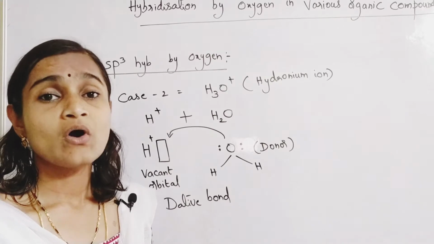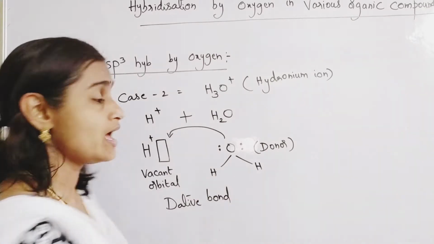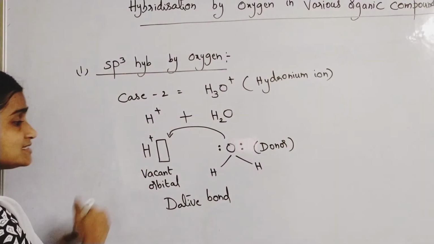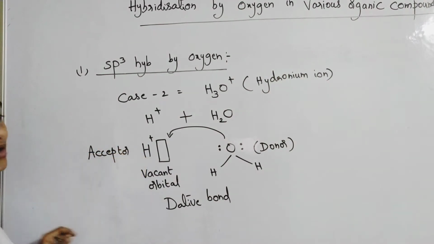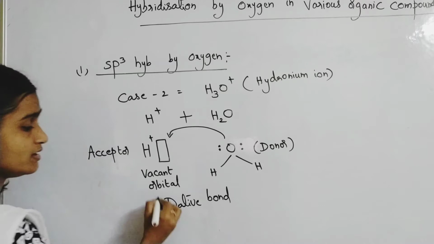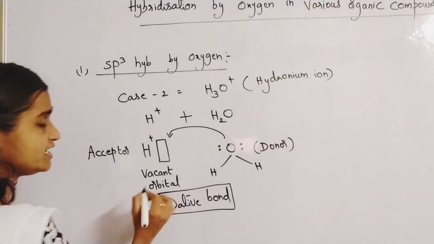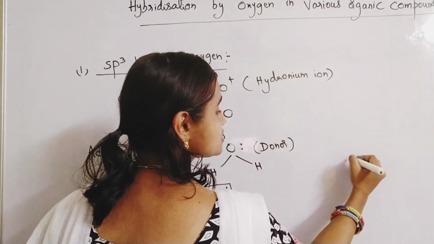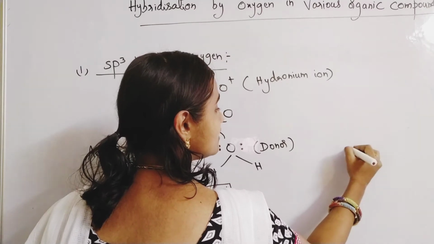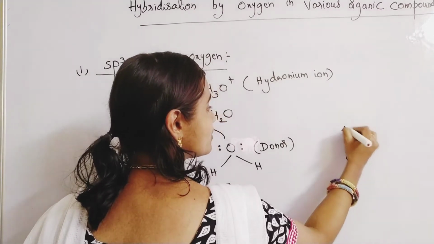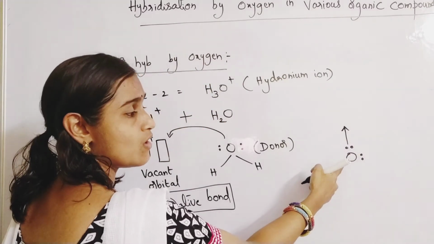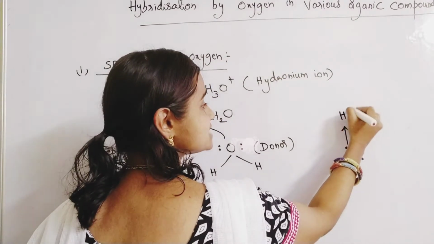That's why oxygen acts as donor, and the H+ ion acts as acceptor. Okay, so donor-acceptor bond means what? Dative bond. So the H3O+ ion is formed, in which one of the lone pairs of electrons is contributed by oxygen to the H+ ion.